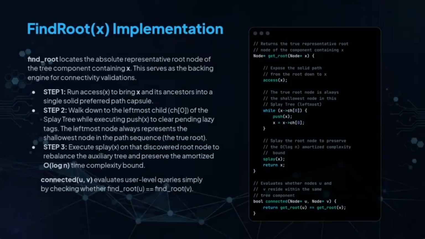In step 3, we execute splay of X on the discovered root node to rebalance the tree and preserve our amortized order of log N time complexity bound. This makes user queries incredibly fast. A connected u, v function simply checks whether find root of u is equal to find root of v.